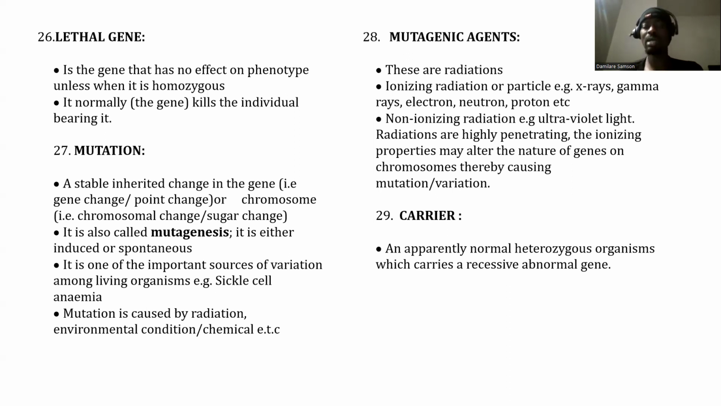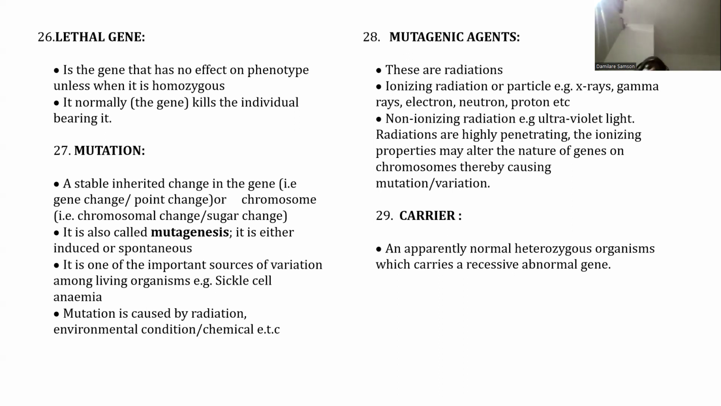29, carrier. Who are carriers? An apparently normal heterozygous organism. Now, the organism will be normal. Like, you will not see anything in them. They will look normal. But we call them carriers. It carries a recessive abnormal gene. They are carriers. They are heterozygous.